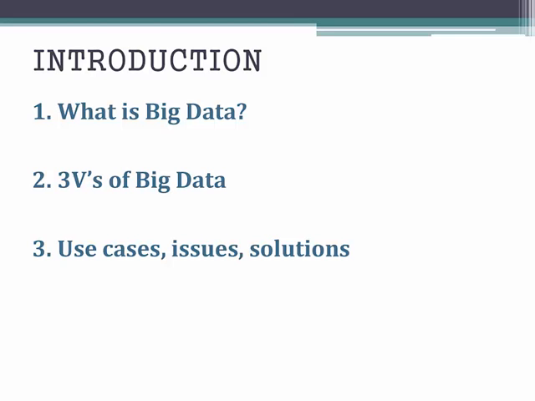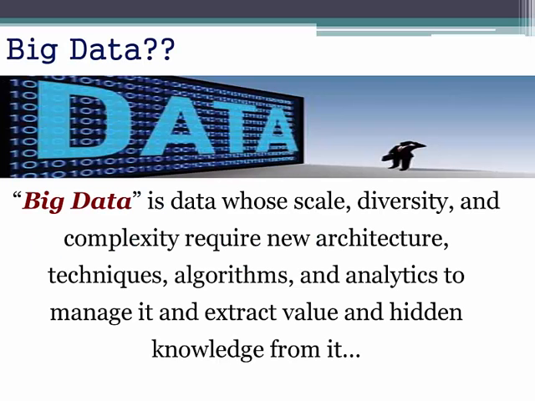What is big data? Big data is data whose scale, diversity, and complexity require new architecture, techniques, algorithms, and analytics to manage it and extract value and hidden knowledge from it. Normally we work on data of size MB, like Word docs and Excel, or maximum GB, like movies and code, but data in petabytes, 10^15 bytes in size, is called big data.